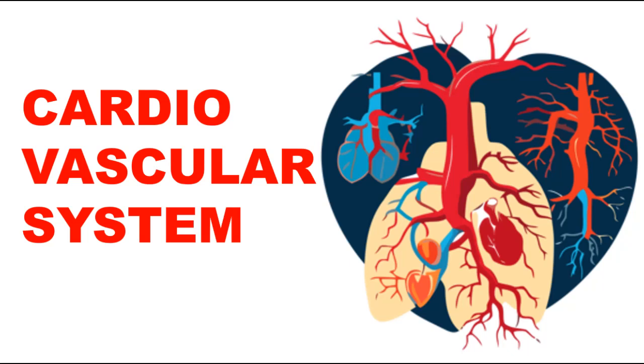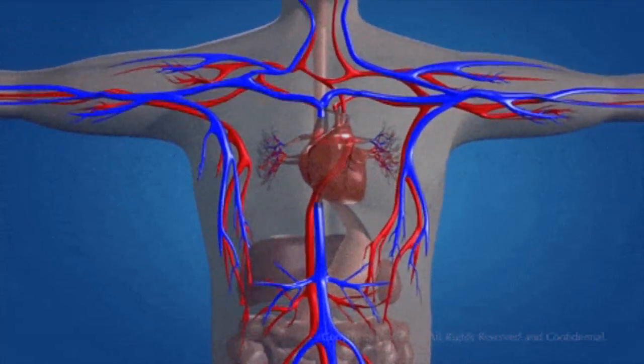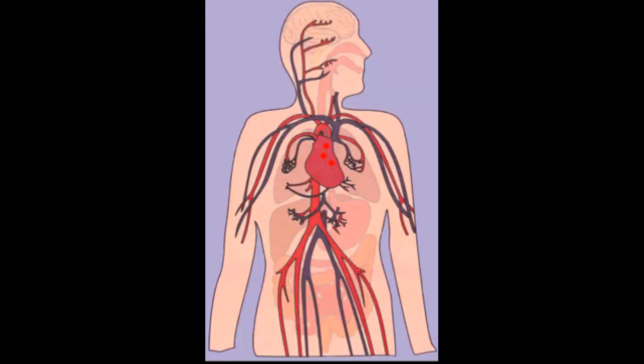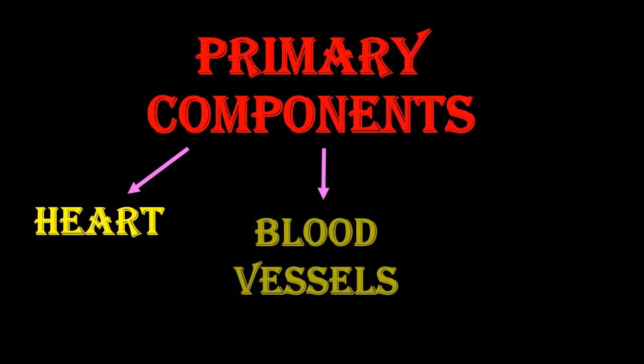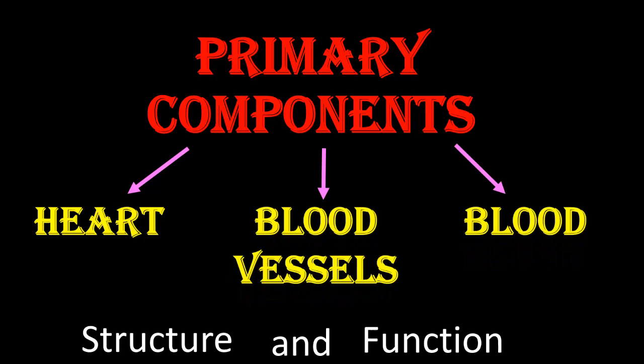The human circulatory system, also known as the cardiovascular system, is a complex network of blood vessels and organs that transport nutrients, gases, hormones, and waste products throughout the body. Its primary components include the heart, blood vessels, and blood. Here's an in-depth explanation of each component and their functions.